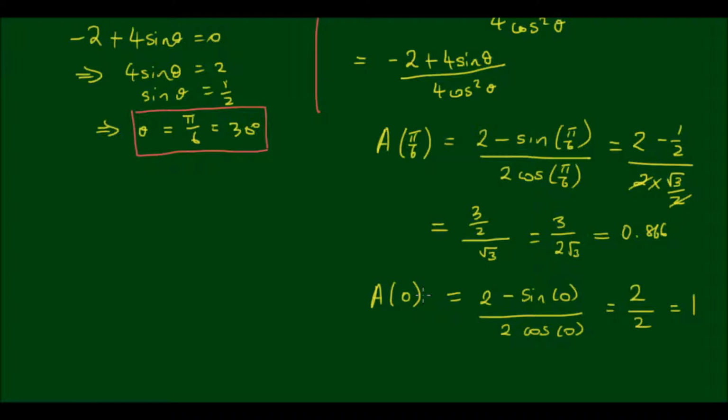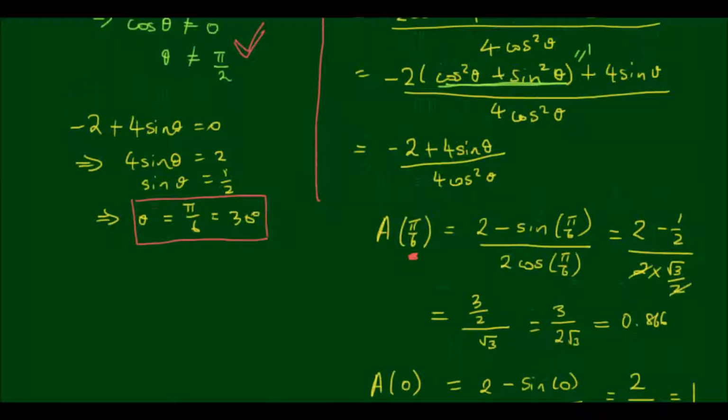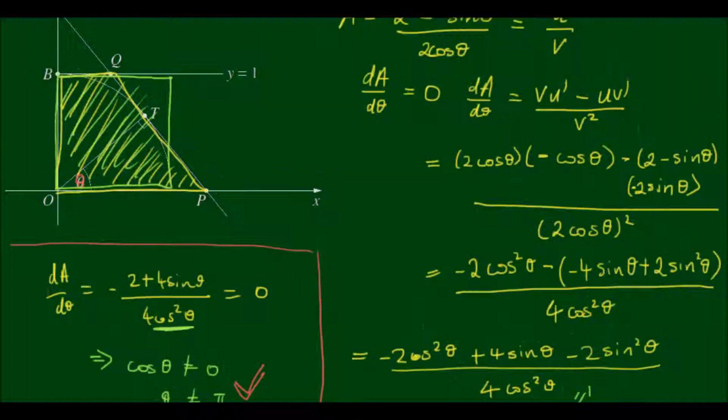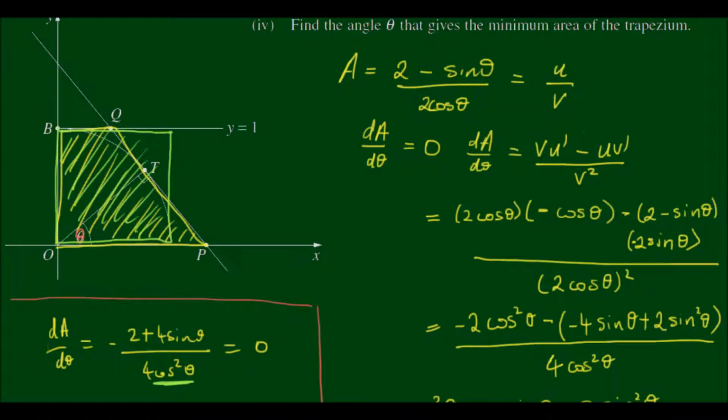And at the beginning, we found out that A of pi on 2 gives an infinitely large area. So that's another point that we could test. And of course, 0.866 is less than infinity. So therefore, the angle where the area of the trapezium is the minimum is at pi on 6 or 30 degrees. So that's the end of the video on problem solving with plane geometry.